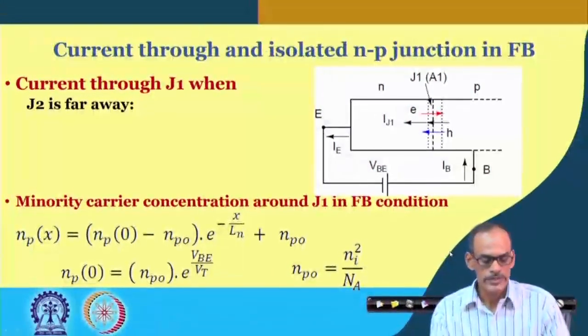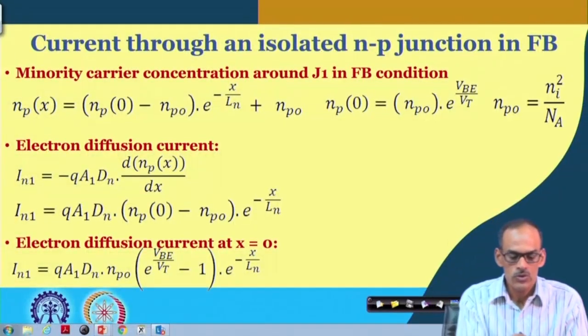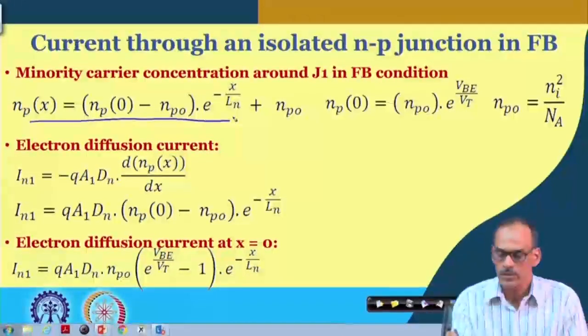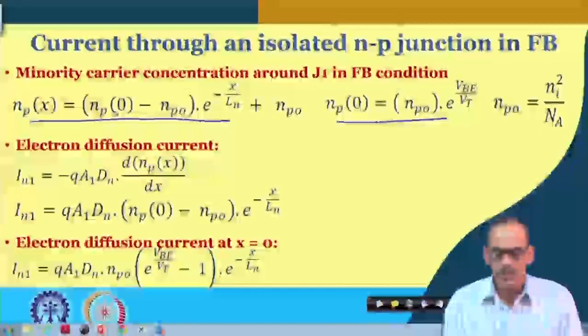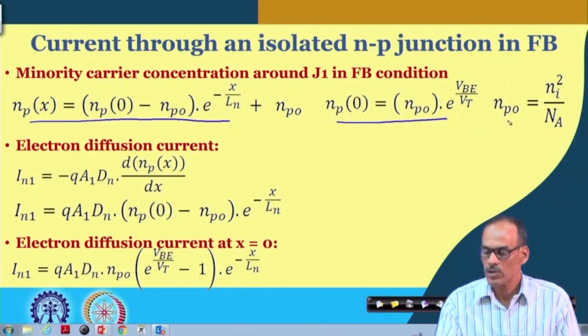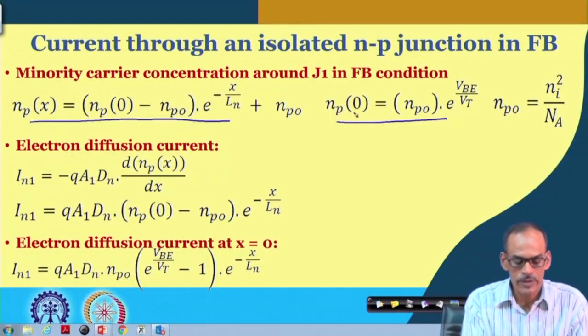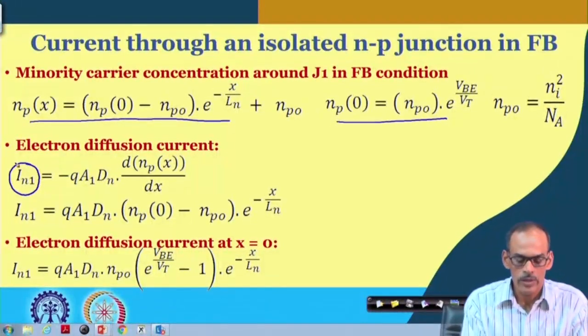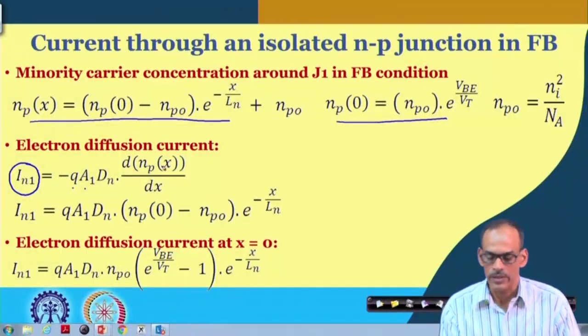So, you may recall the minority carrier concentration as we have discussed in the previous slide. The expression of P n naught is given here, and P n naught and P n at x equal to 0 are given here. Now, the electron diffusion current is I n 1 equals minus charge of electron, cross sectional area, diffusion constant, and then the gradient of the carriers.